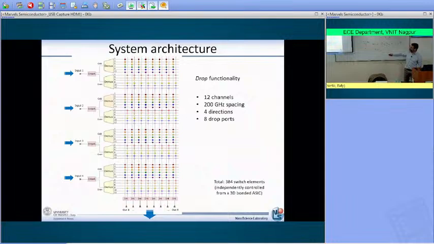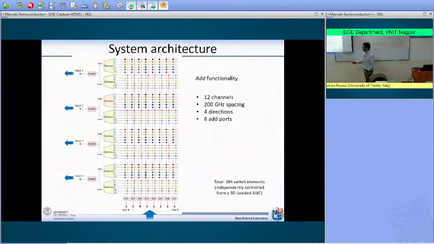And therefore, your microring resonator should be able to select the proper wavelength from the proper input port and send it to the proper drop port. In this way, you perform the action of dropping a channel from the network. On the other side, the microring resonator should also do the opposite function.